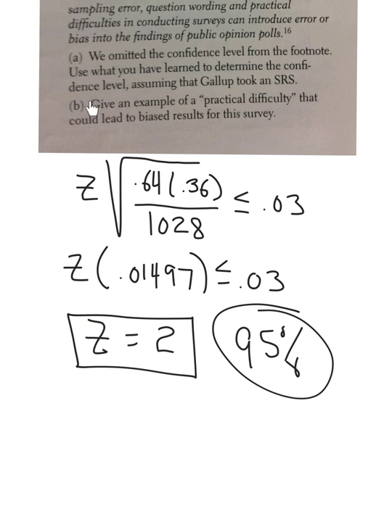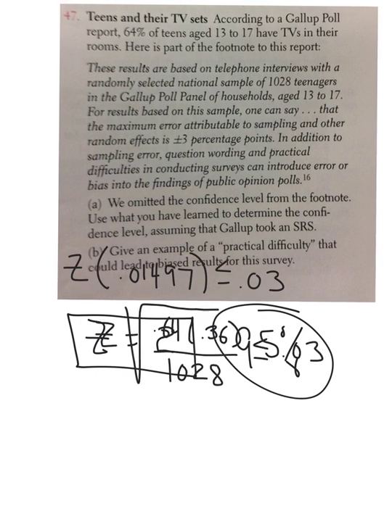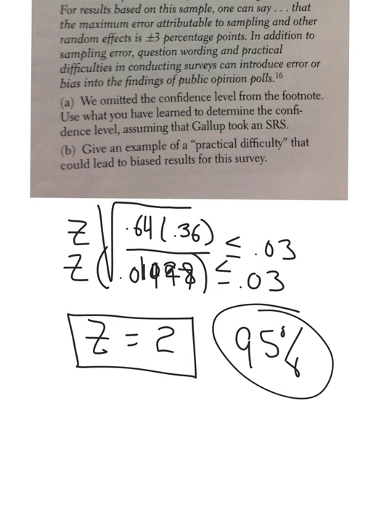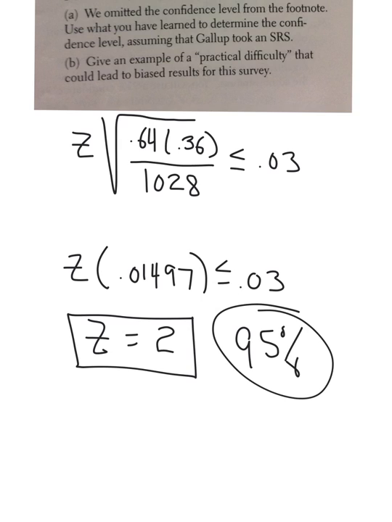Letter B. Give an example of a practical difficulty that could lead to biased results in your survey. Well, we are working with people from 13 to 17 years old, and they are notoriously unreliable when it comes to surveys. I'm sorry, but it's true. Okay, there you go. That's the answer to letter B.